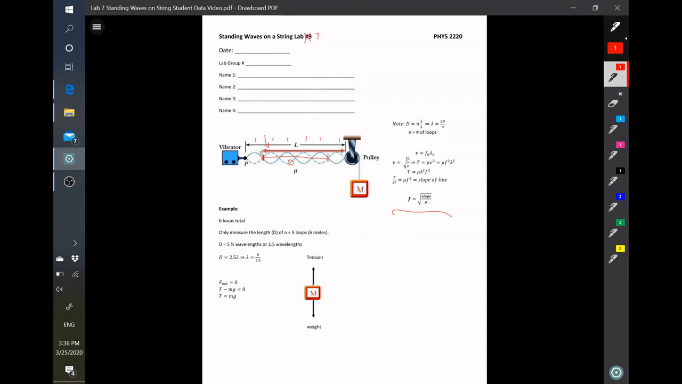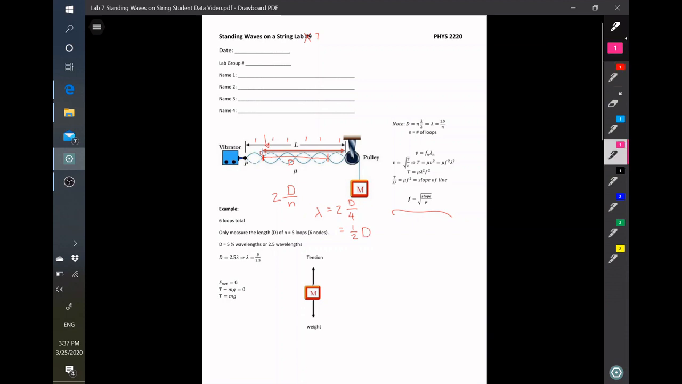So for us, if you wanted to measure the wavelength of the blue wave shown, you would take the total length that was measured, D, divide by the number of loops. In this case, there are 4 loops that were measured, and then you would multiply by 2. So the wavelength for the particular standing wave at the top would be 2 times D divided by 4, or 1/2 times D.